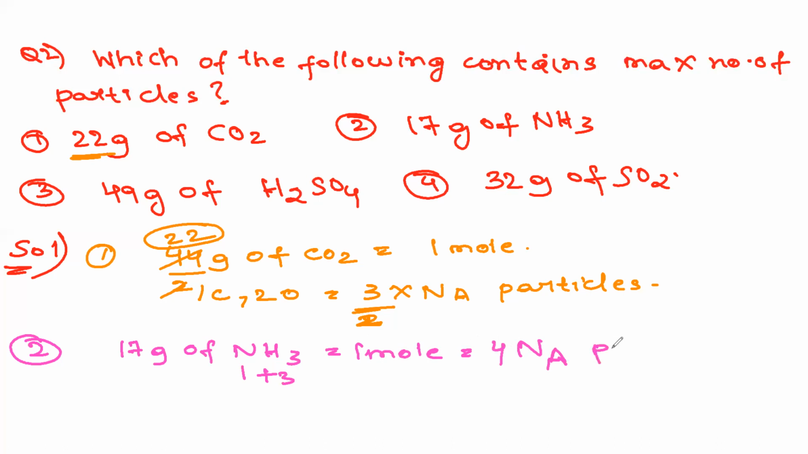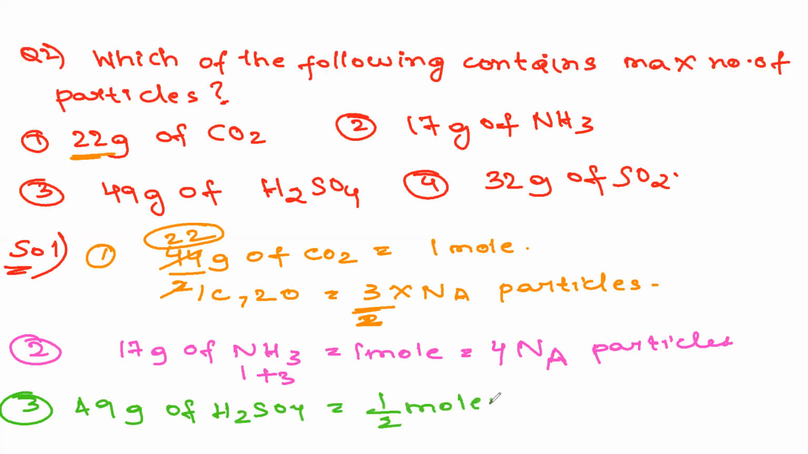Similarly, option 3, 49 grams of sulfuric acid. We know 98 grams of sulfuric acid is 1 mole, because the molecular weight of H2SO4 is 98 grams. So 49 grams is equal to 0.5 moles. Number of atoms in sulfuric acid: 2 hydrogens, 1 sulfur, 4 oxygens. So 2 plus 1 is 3, 3 plus 4 is 7. So 1 by 2 into 7 into Avogadro number of particles.